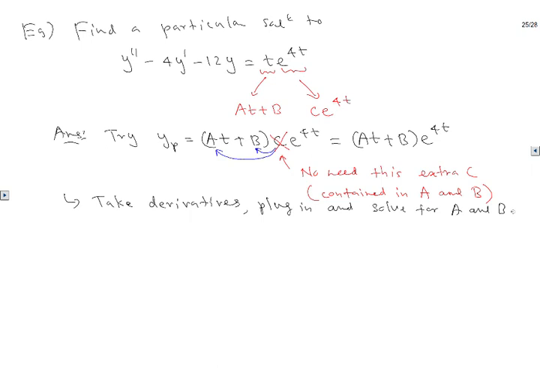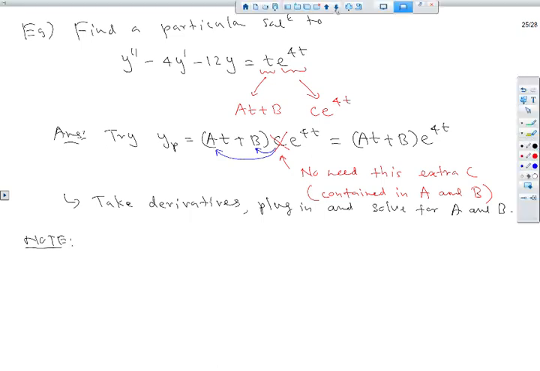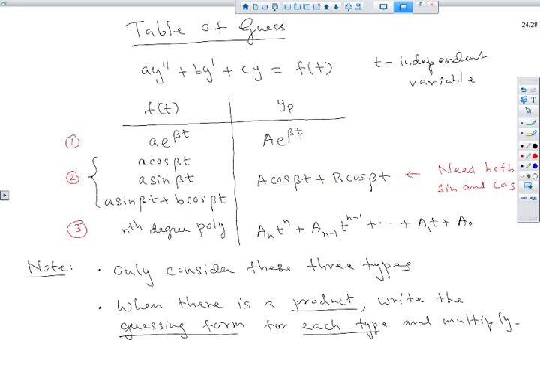Now there is a confusion. There's another note. What if this beta in the guessing form, remember the beta, is a root of the characteristic polynomial? If beta is a root of the characteristic polynomial, this technique does not work. So let's see why that doesn't work.